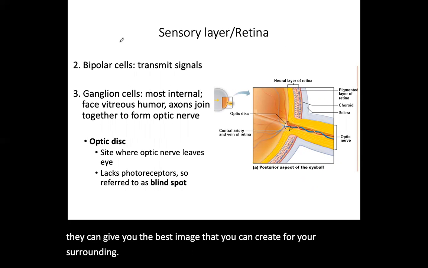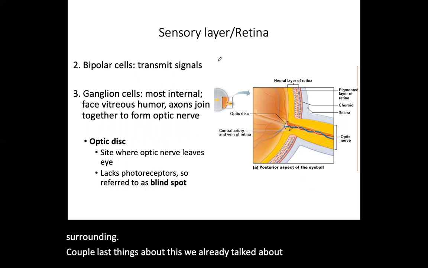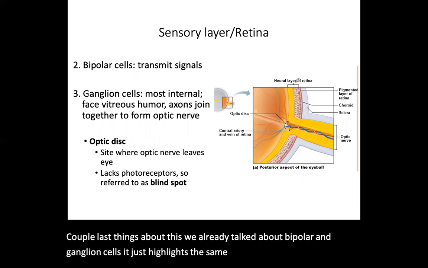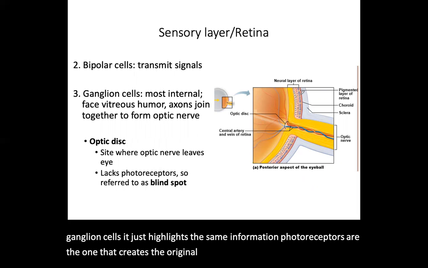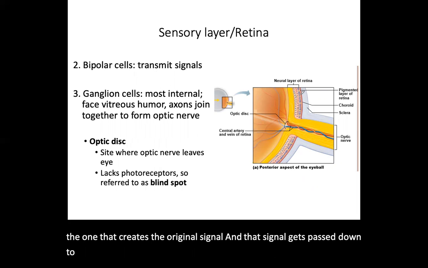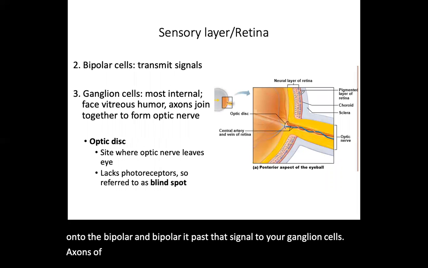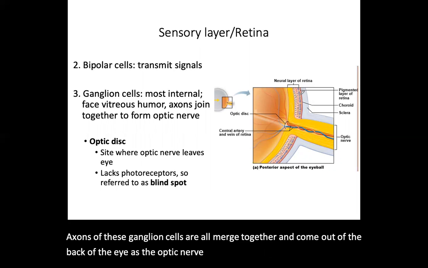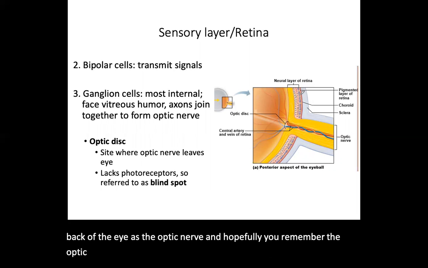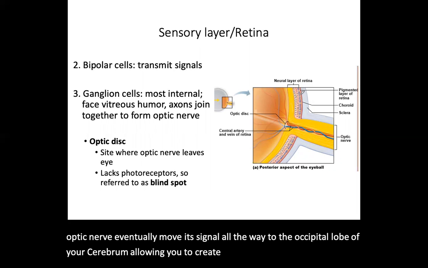Couple last things about this. We already talked about bipolar and ganglion cells. It just highlights the same information. Photoreceptors are the ones that create the original signal, and that signal gets passed on to the bipolar cells, and bipolar cells pass that signal to your ganglion cells. Axons of these ganglion cells are all merged together and come out of the back of the eye as the optic nerve. And hopefully you remember the optic nerve eventually moves its signal all the way to the occipital lobe of your cerebrum, allowing you to create your sense of vision.